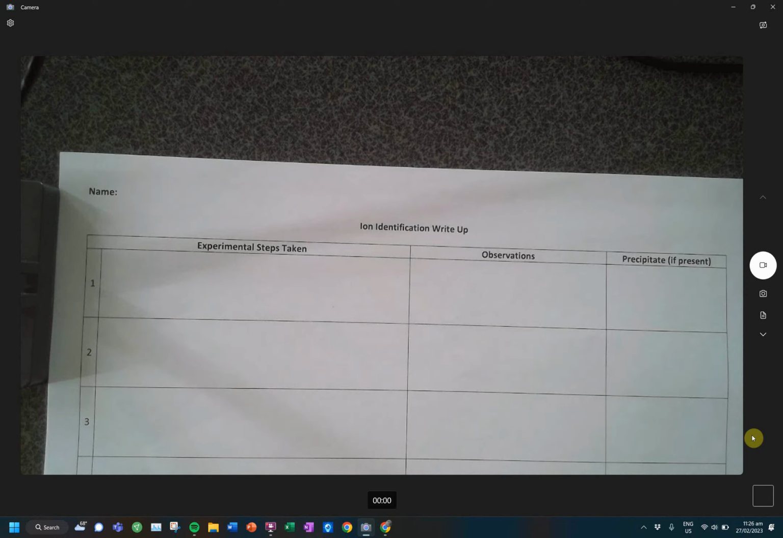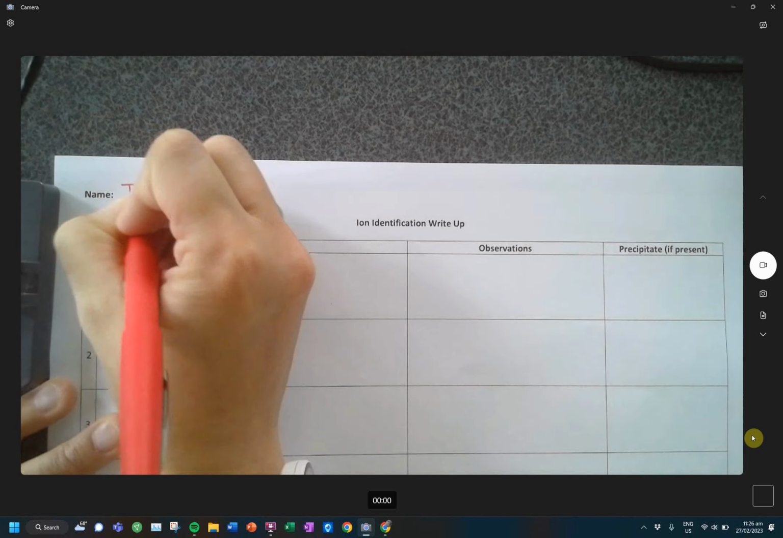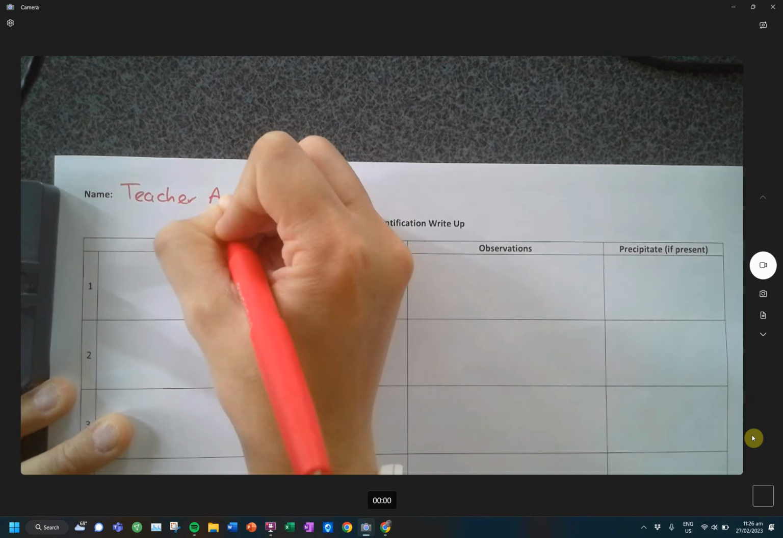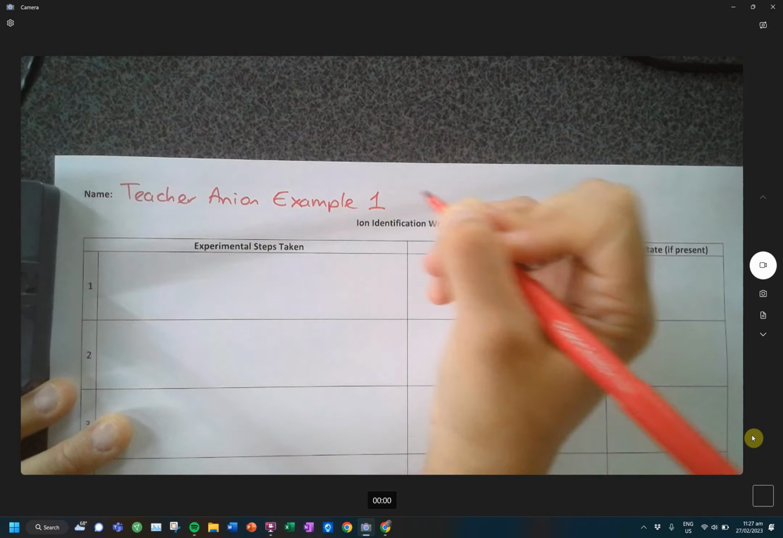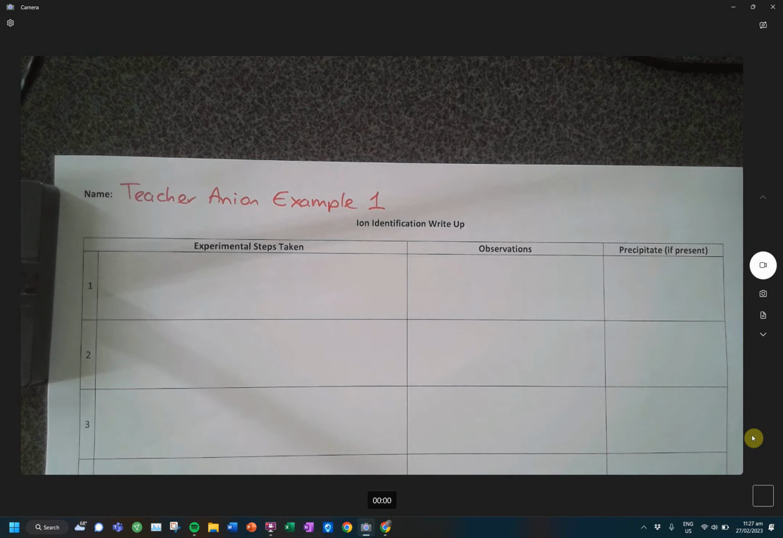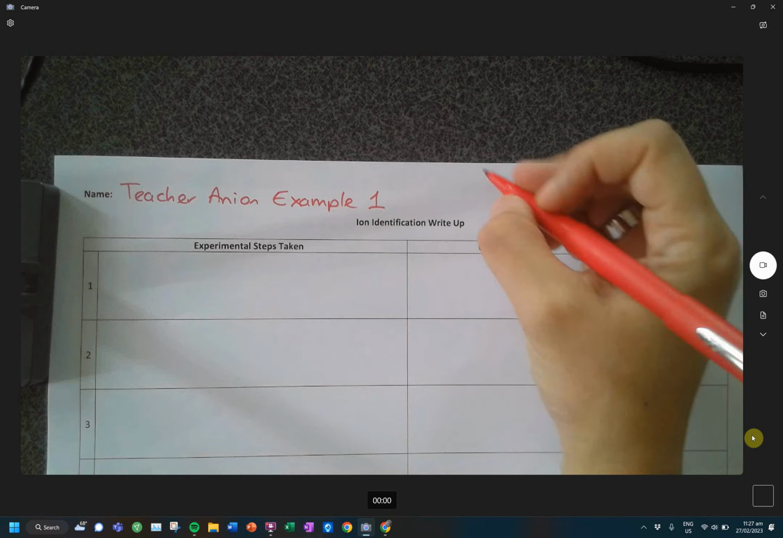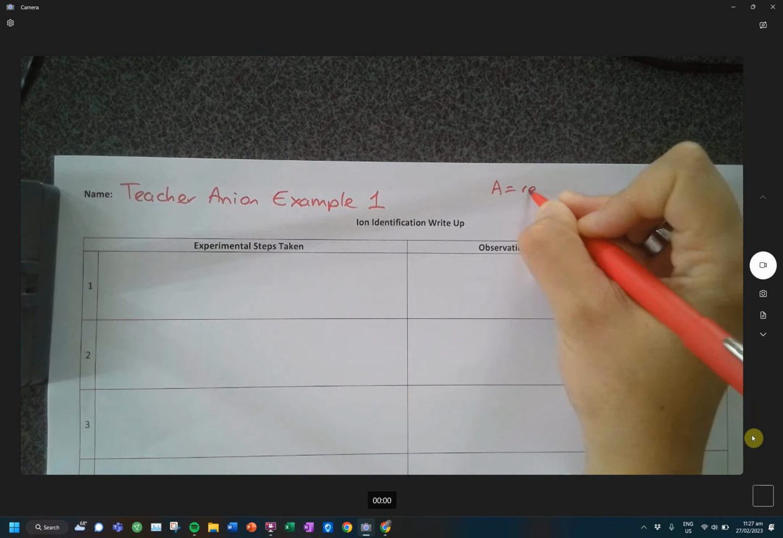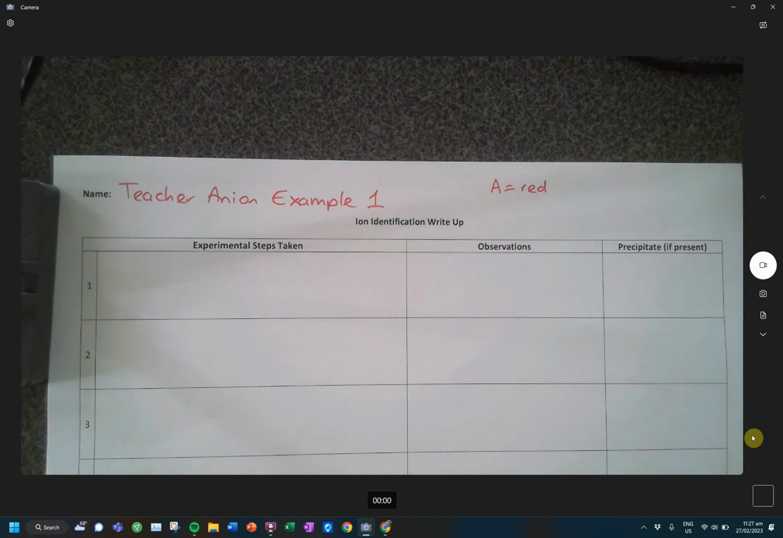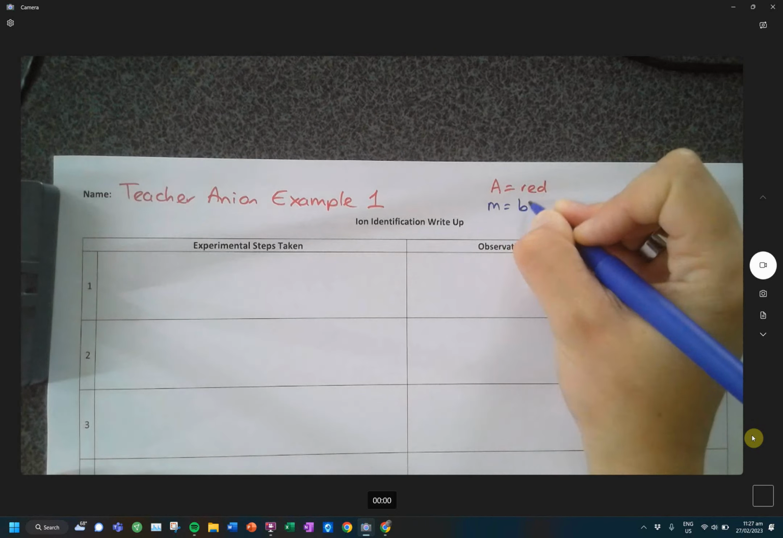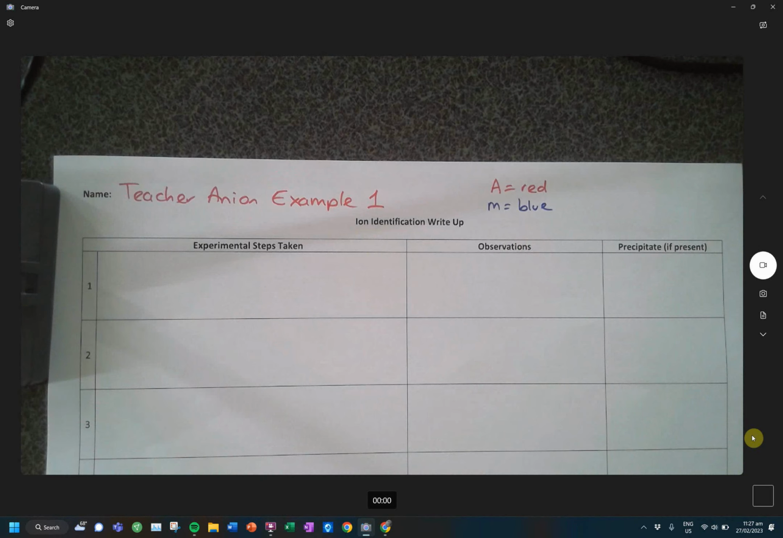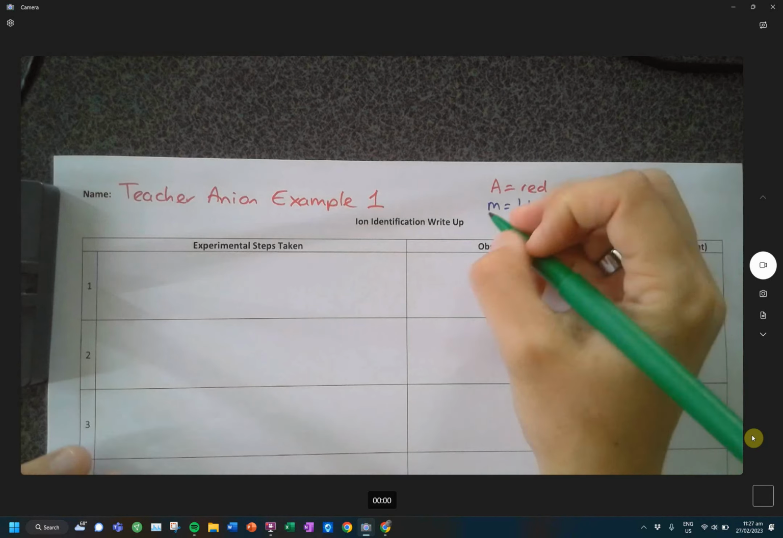Cool. Okay, so the name for this one, we'll just write teacher example 1. And just so you guys are aware, I do have a color code whenever I'm writing my answers to help you guys keep track of what your requirements are. So if I write something in red, that is stuff that is required for the achieved. If I write something in blue, that is requirements for the merit. And if I write anything in green, those are the requirements for excellence.